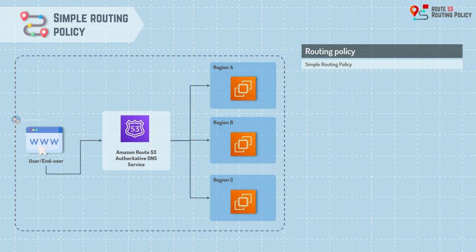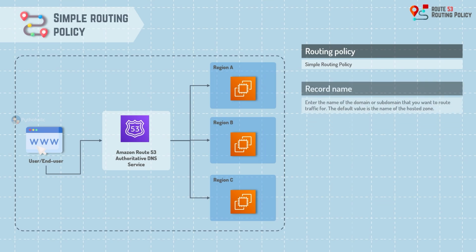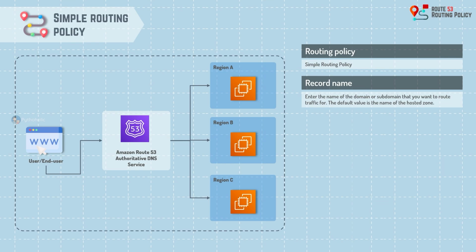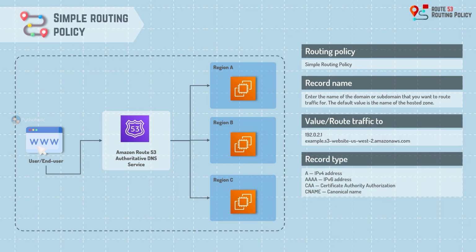It's really helpful. So here we have the routing policy, that is simple routing policy. The record name is basically the name of the domain or subdomain that you want to create the DNS record for. For example, we have Pythoholic.com or Flipkart.com. The value is basically the IP address or the DNS name of the resource that you want to route the traffic to. For example, it could be either 192.0.2.1 or example.s3.website-us-west-2.amazonaws.com. Next is the record type. This specifies the type of DNS record that you want to create. For simple routing policy, this will be A for IPv4 addresses, and AAAA is used for IPv6 addresses.